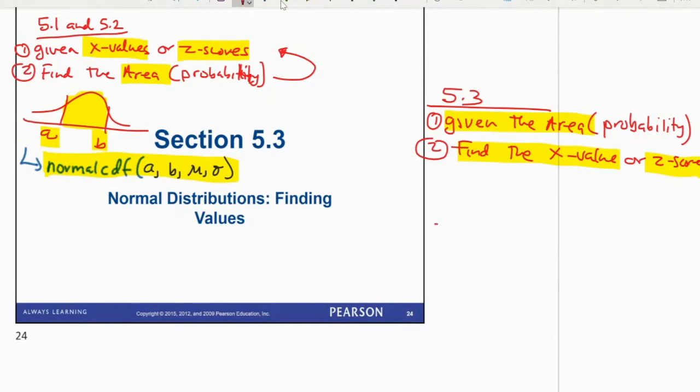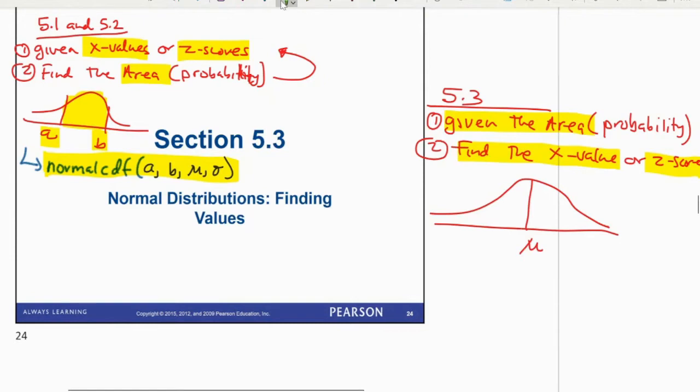So our lecture today will be of this form. Let's say you have the mu in the middle, and then perhaps you are given this area, and then they will ask what X value or what Z score matches that. So this is a question mark. This is given. The area is given, and then they ask you what X value will give you that.